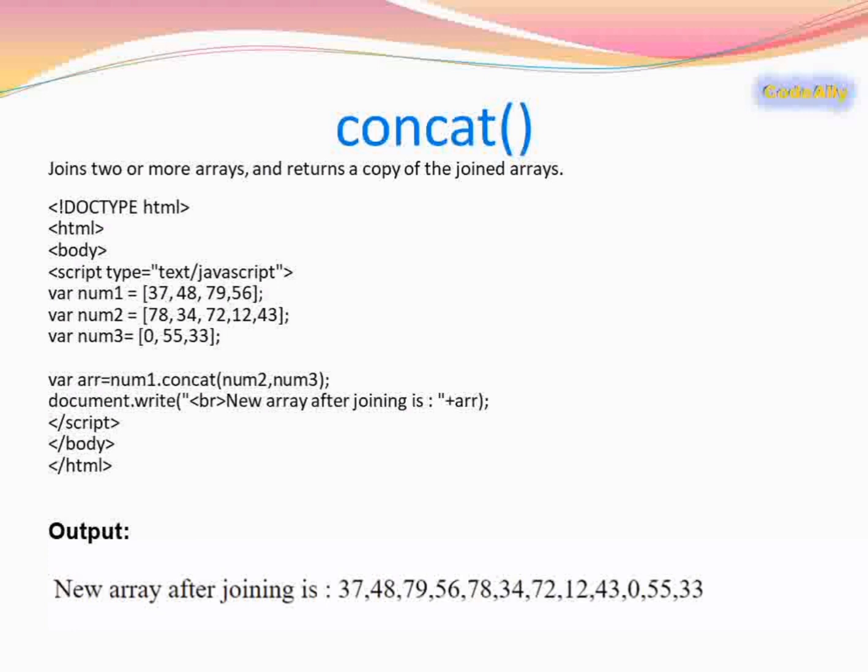You can see in the example we have a total of 3 arrays: num1, num2 and num3. In num1 we have certain values, num2 also has some values, and num3 also has some values. Now we are creating another array with num1.concat, and in the brackets we have given num2 and num3. Because of this it has joined all 3 arrays, and after that we can print the current array just by writing the array name.